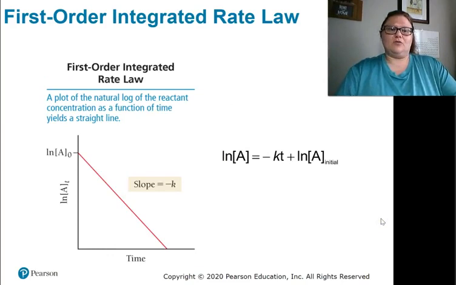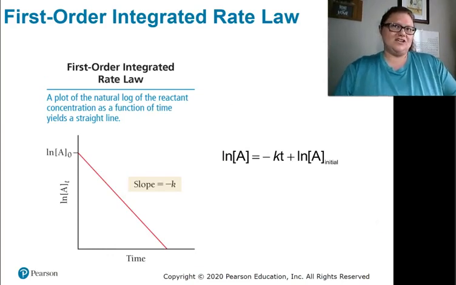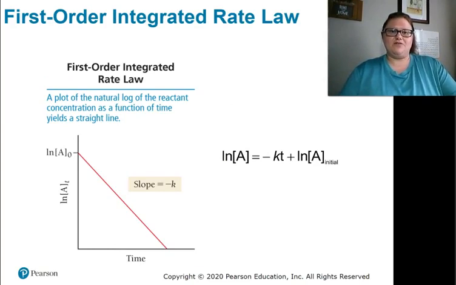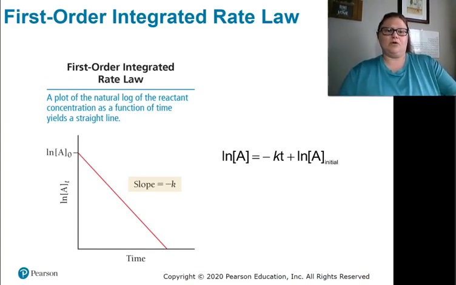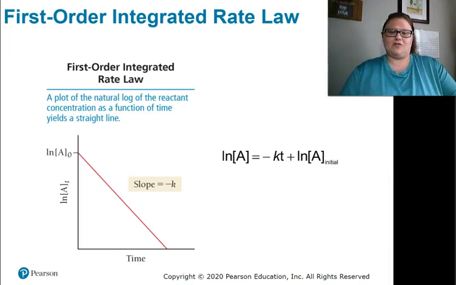Okay, so let's take a look at what this graph typically looks like. And again, each order is going to have its own look. And so we want to focus on this. A first order integrated rate law, we're going to plot our natural log. Our slope is going to be opposite of our constant K. And it's going to look just like this each time, a negative slope.